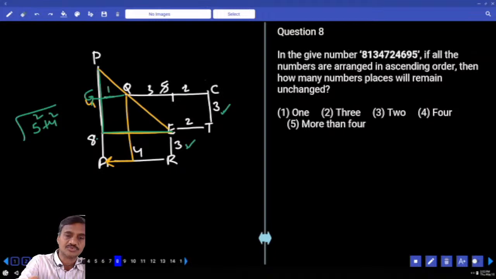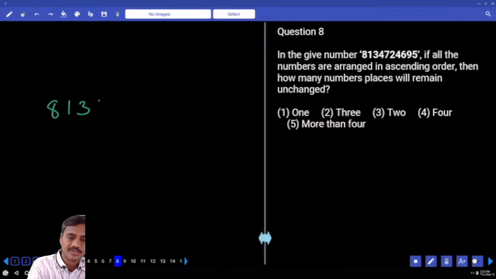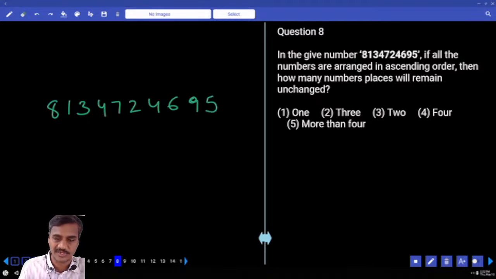Then coming to this 8th one, in the given number, if all the digits are arranged in the ascending order, then how many numbers will be placed? Then the number is 813472 4695. Now 8134724695 is the number we have.